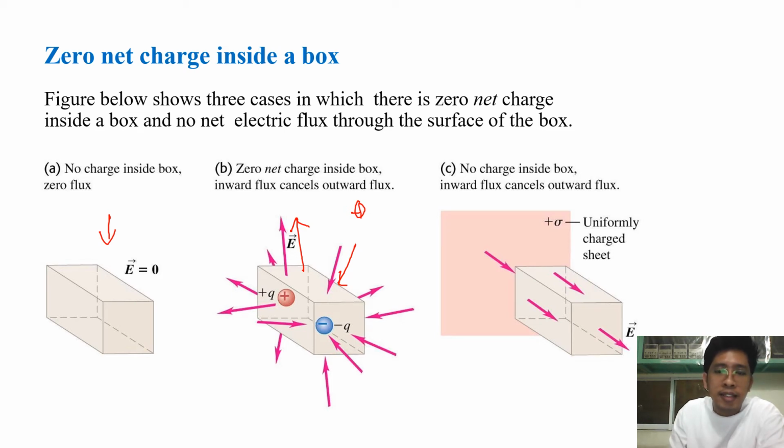And another one is there is no charge inside the box. Okay. If, let's say you have here your uniformly charged sheet. Okay. So there is zero flux here if your charge is outside of the box. So you have this one outside of the box. So what happens here is that the flux created by your charge sheet, which goes inside, just goes outside. So what comes in comes out. So the flux is cancelled out. So these are the three cases wherein there is a zero net charge inside the box and no net electric flux through the surface. Okay.